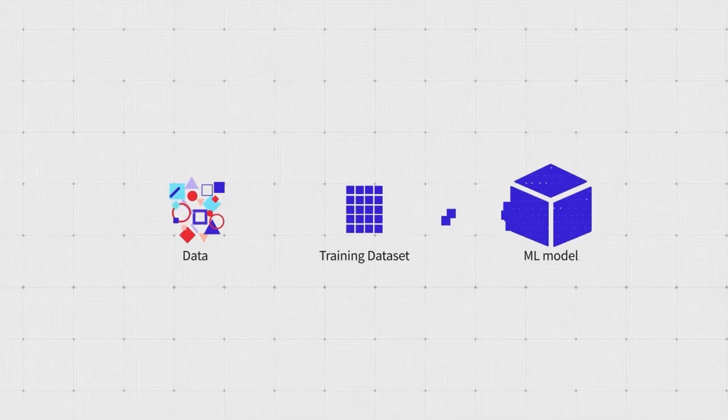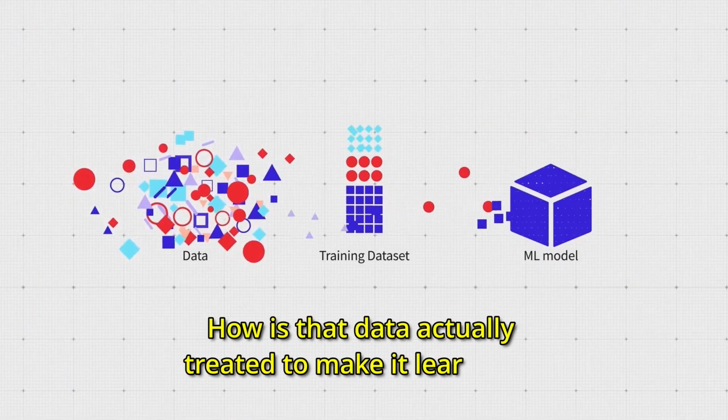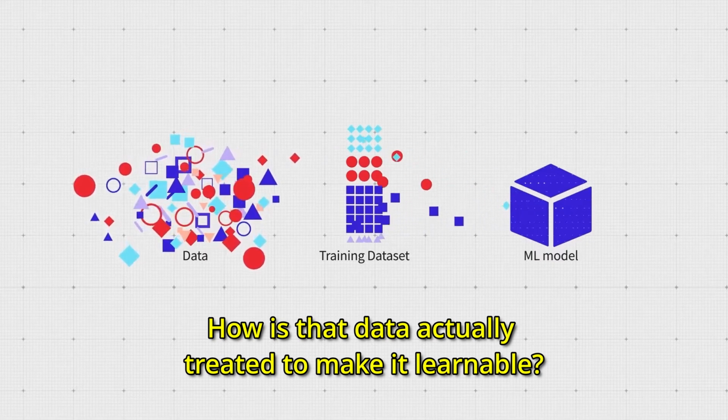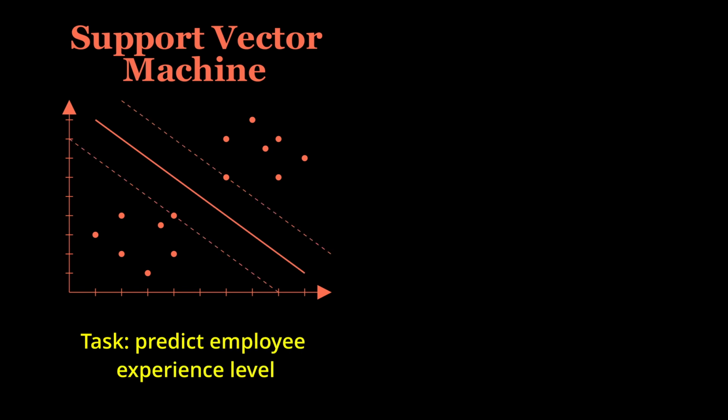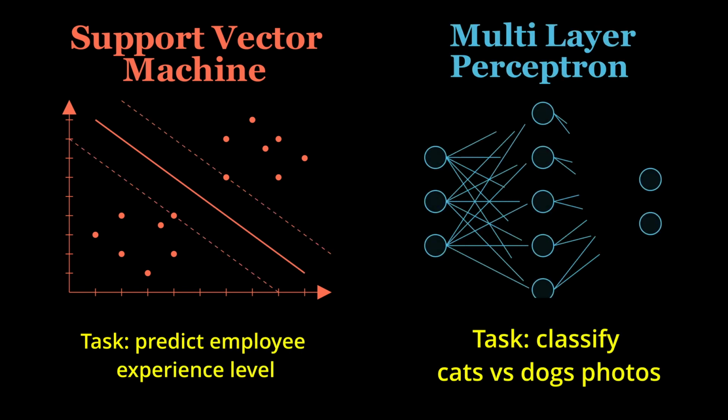Machine learning models require an obscene amount of data to be trained. But how is that data actually treated to make it learnable? To understand that, I'm creating two models from scratch: a support vector machine to make predictions on a CSV dataset, namely the experience level of an employee, and a multi-layer perceptron to distinguish pictures of cats versus dogs. They might sound completely different, but data processing is in principle quite similar.